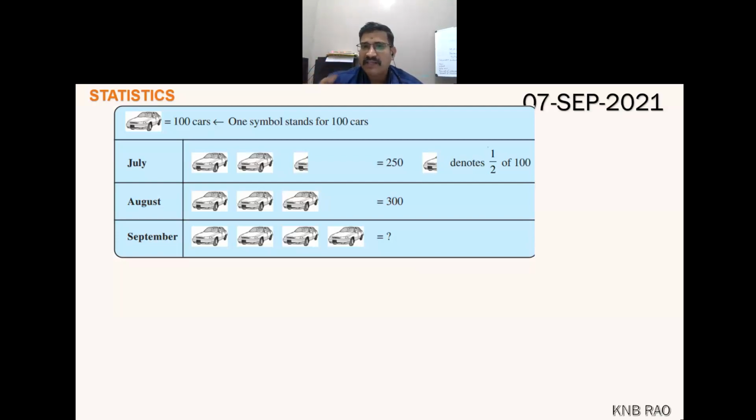Now coming down to this pictograph, here one picture of a car represents 100 cars, whereas half may denote 50. But if I want to represent exactly, let's say, 273 cars, is it possible? It is not possible to represent exactly. If I want to represent 273, I cannot.